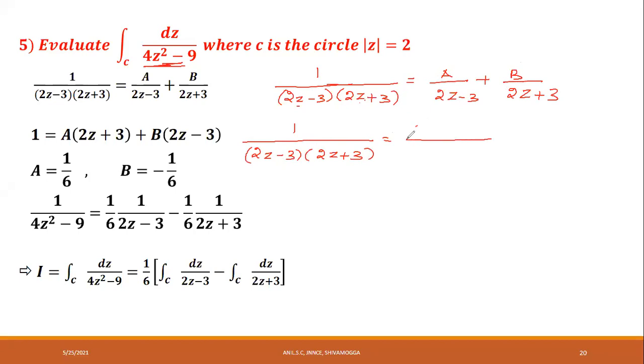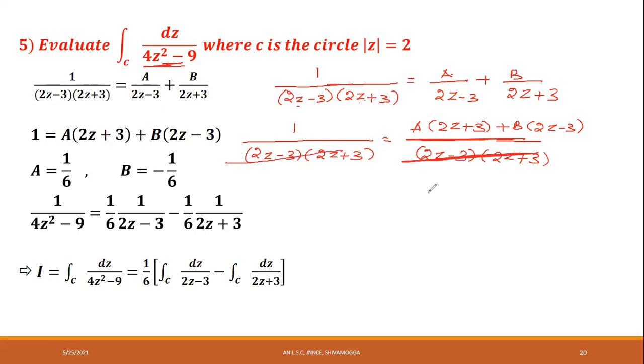here take 2z minus 3 into 2z plus 3 as the LCM factor. This will be the LCM. What you get in the numerator is A into 2z plus 3 plus B into 2z minus 3. Now cancel this 2z minus 3 into 2z plus 3 with this 2z minus 3 into 2z plus 3. What we get here is 1 is equal to A into 2z plus 3 plus B into 2z minus 3.